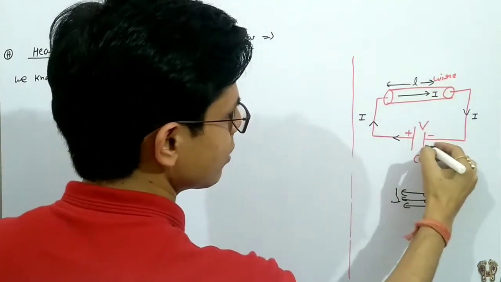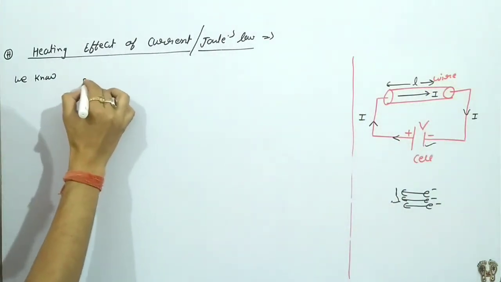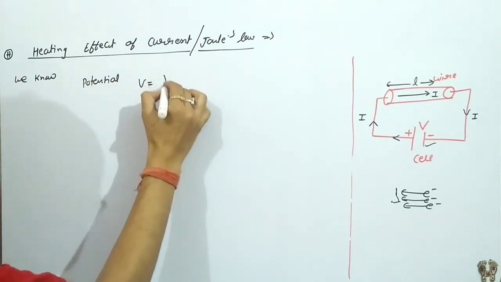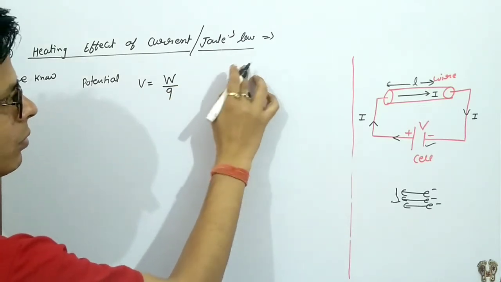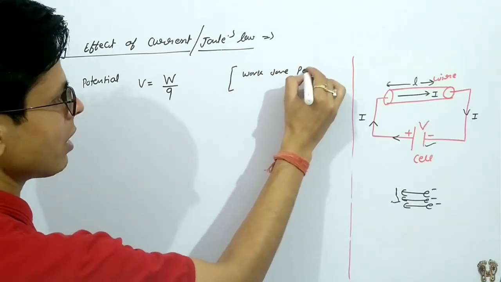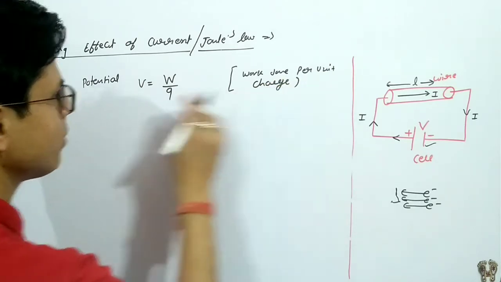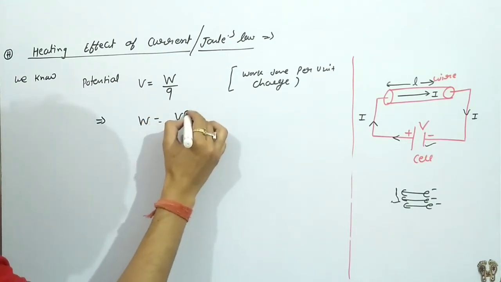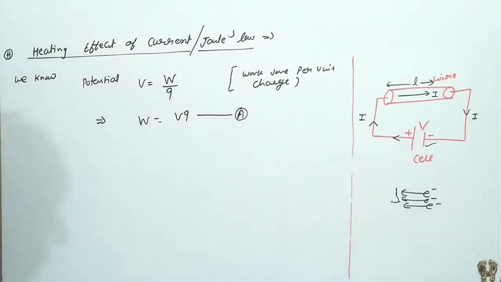We connect this wire through a battery V, and the current through this wire is I. We know potential V equals W upon Q. Everybody knows about it. Work done per unit charge is called potential. So V equals W upon Q, and W equals VQ. This is equation 1.